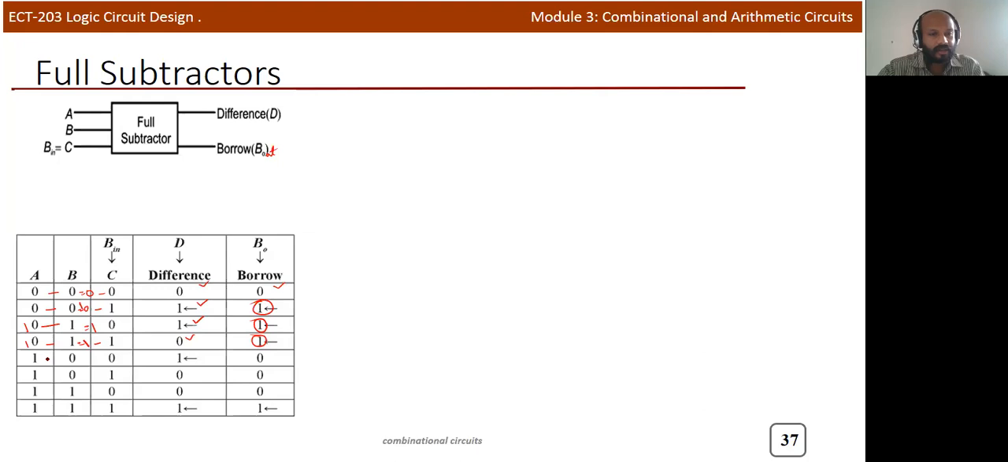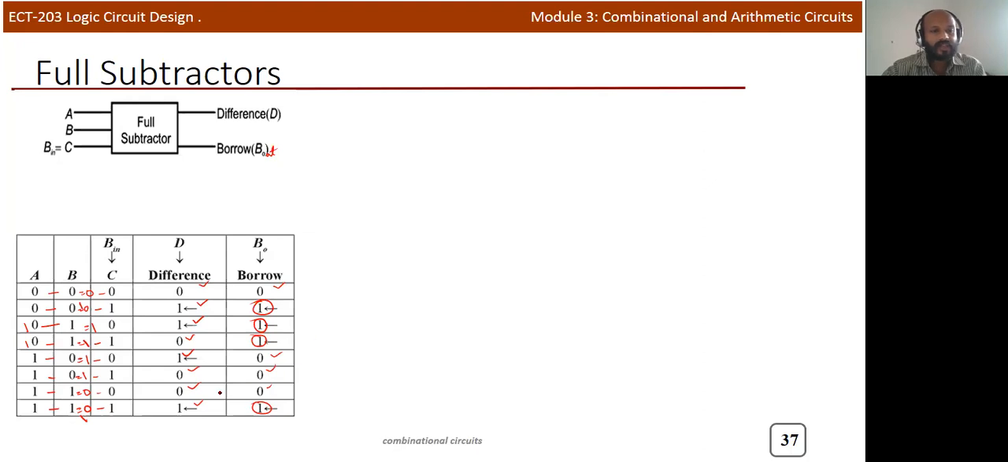And other cases are very direct ones. 1 minus 0 equal to 1. Again 1 minus 0, 1 and borrow 0. Again 1 minus 0, you will get 1, and 1 minus 1 is 0. So borrow 0, difference 0. Then 1 minus 1 equal to 0, so 0 minus 0, borrow 0 and difference 0. Next one is 1 minus 1, which is 0. So 0 minus 1, again there is a borrow involved. It becomes 10, and 10 minus 1 is equal to 1. So this is the full subtractor truth table.